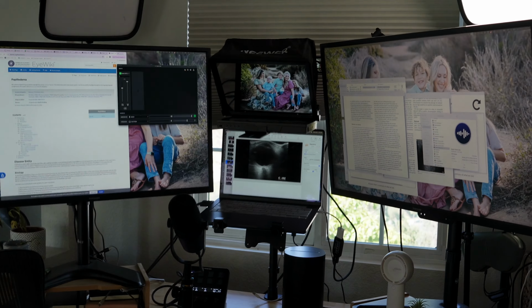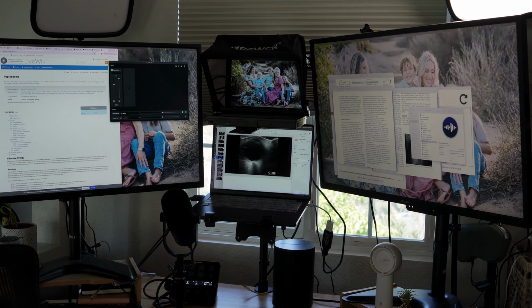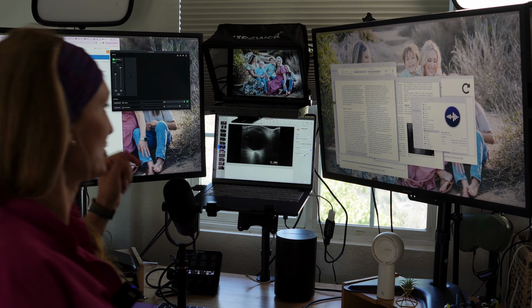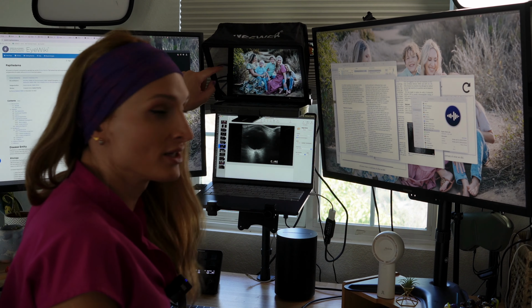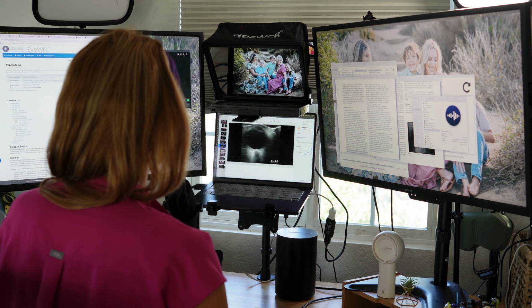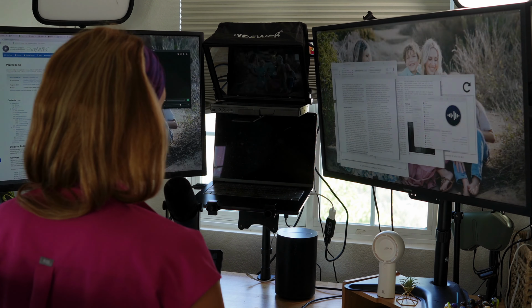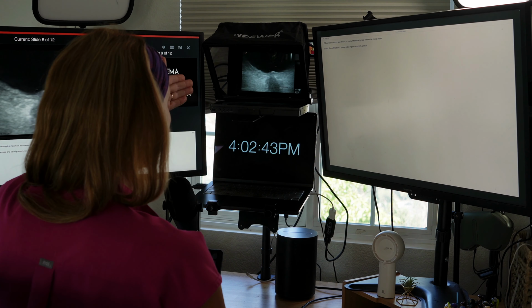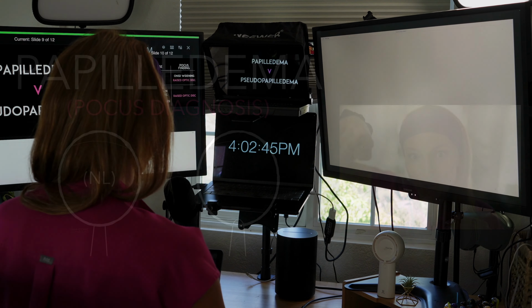And the reason that this works quite well for me is because of this. So this is just a monitor here that's mirrored here. And what we can see here is as I hit play on my computer, I'm actually looking directly at my slides, but also directly at the camera.